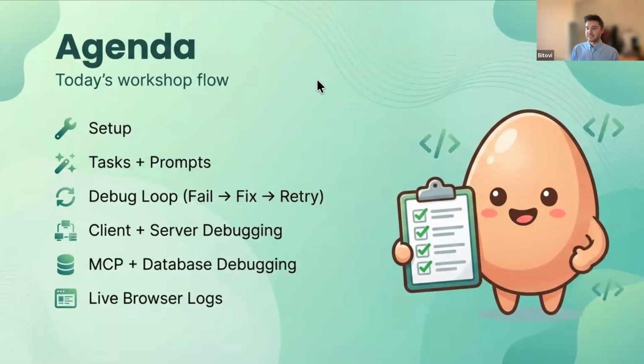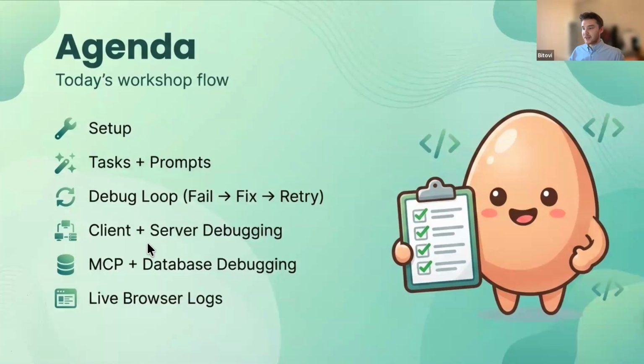Then we're going to look at a common debug loop, which is the fail-fix-retry. We're going to use this to fix some failing unit tests. So the idea here is that we get Copilot to run a test or run a linter or do something that can produce errors. And then if there are errors, Copilot tries to fix those errors and then reruns the tests or whatever and just kind of keeps looping in that way.